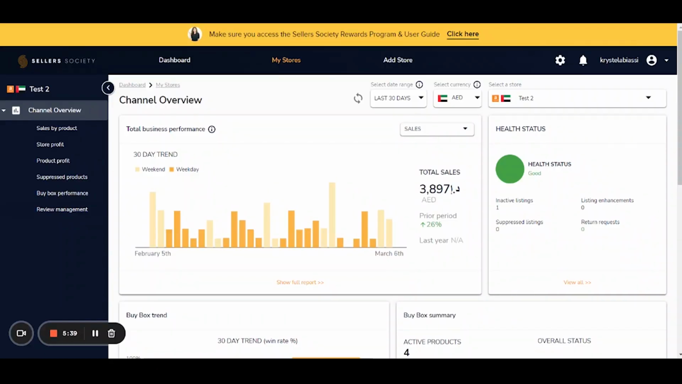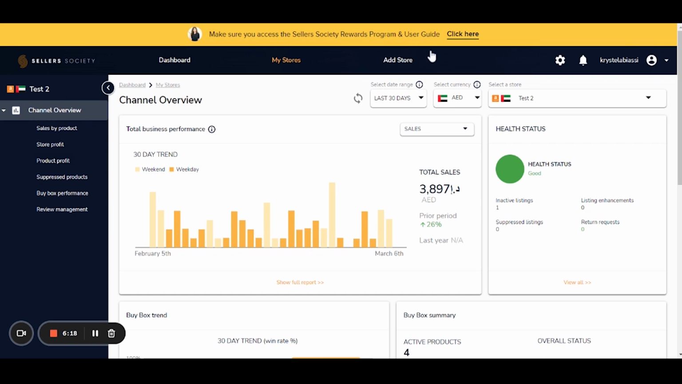This is the Sellers Society dashboard. We are in the main dashboard for the product. However, I'm going to be showing you two main features: sales by product as well as product profit. I believe product profit is very, very important because it can give you the data and information regarding each and every product that you are selling. Not only is it going to calculate your selling fees, basically your referral fee and your FBA fee, but it's also going to calculate exactly how much ad spend you are spending per product, per day, per week, per month, depending on what changes you decide to make to the date range.